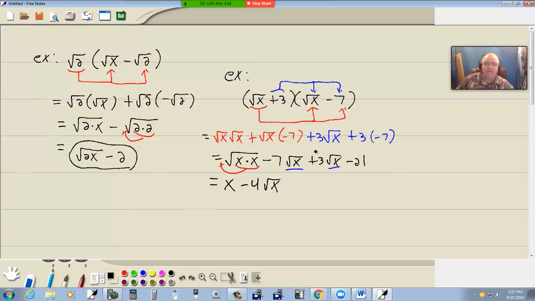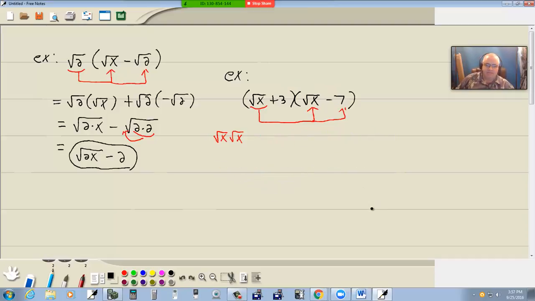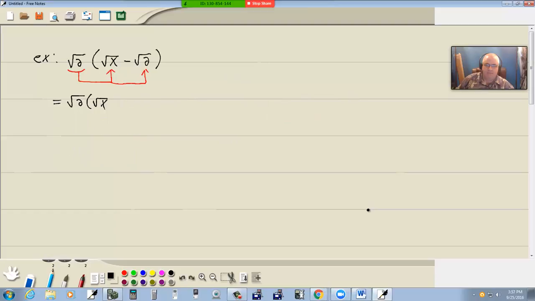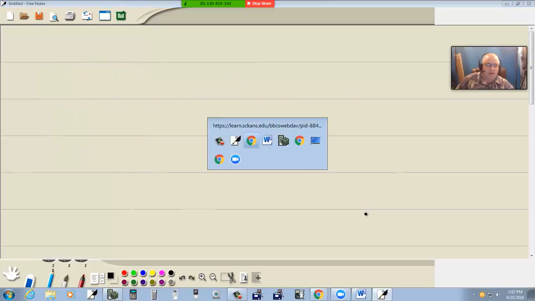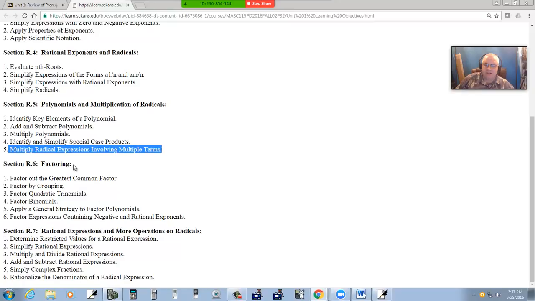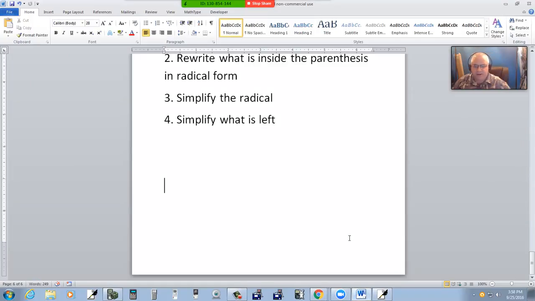Let me clear this off. And our next topic is section R.6, factoring. And actually I got some factoring techniques to write down.